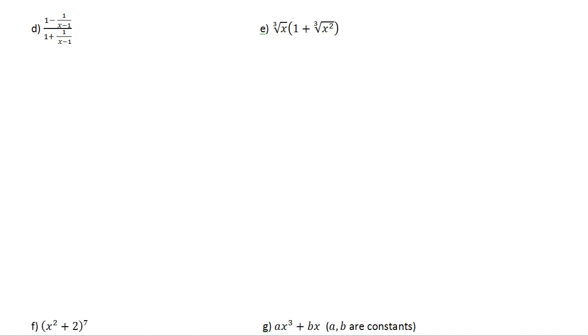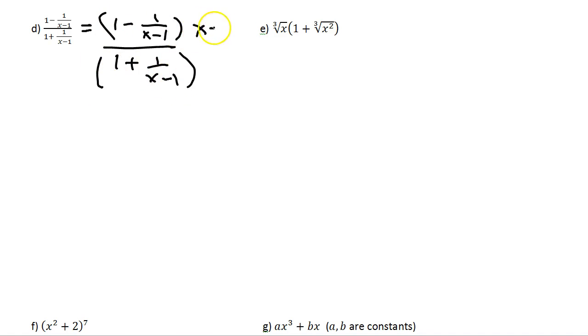Alright, another question with fractions, and you could use the quotient rule right away, but sometimes it's much easier if you simplify before you differentiate. So let's try to simplify this algebraically. So I multiply x minus 1 top and bottom. The reason I'm choosing to multiply x minus 1 top and bottom is because that way the denominators will be cancelled away.